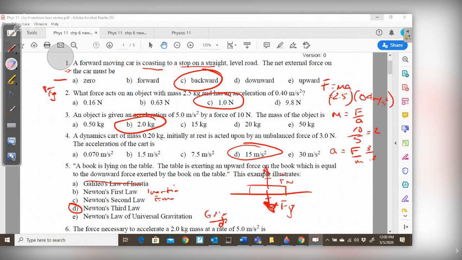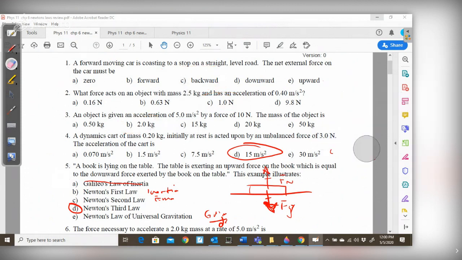All right, I got to erase this manually. Scratch, scratch, scratch.